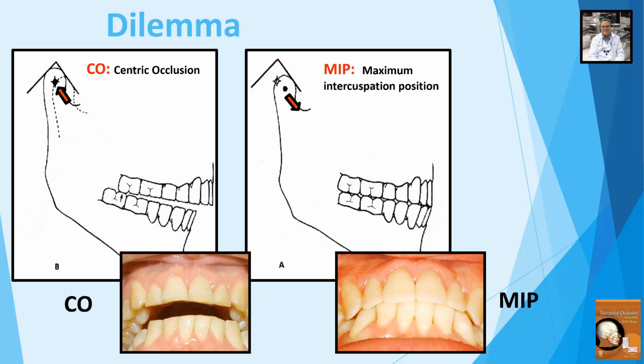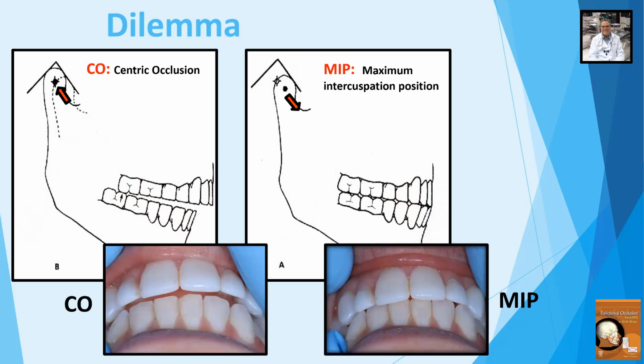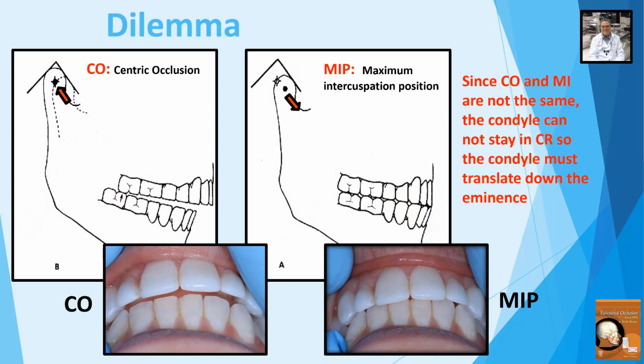Of course, this is a very large discrepancy. We call it a discrepancy. And this is what's most common: little tiny discrepancies, anterior teeth can't quite touch. And so let's say it this way, see if you can follow at this point. Since CO and MIP are not the same, the condyle cannot stay in CR, so the condyle must translate down the eminence. Again, this will be a topic that we'll go into detail more as this class develops.